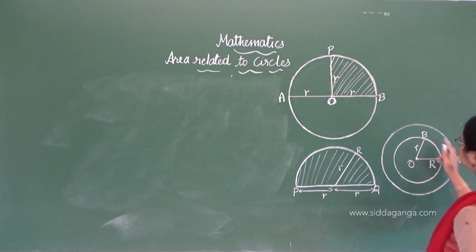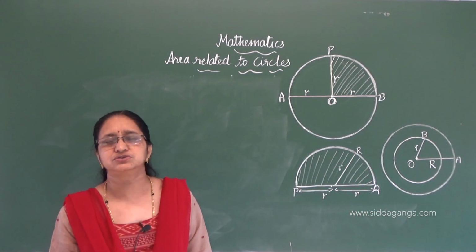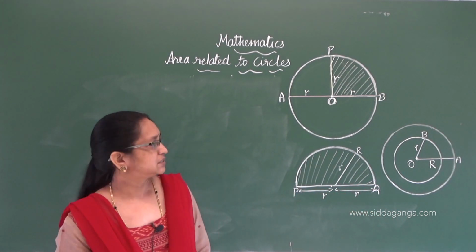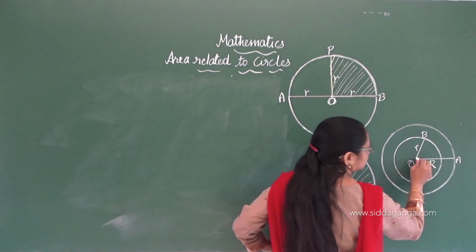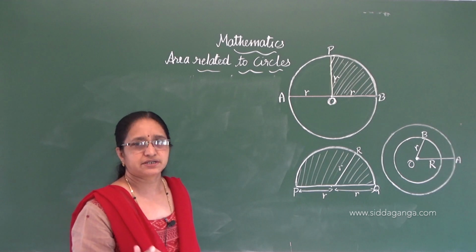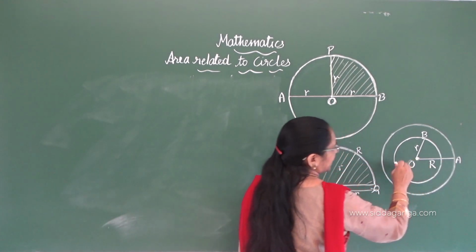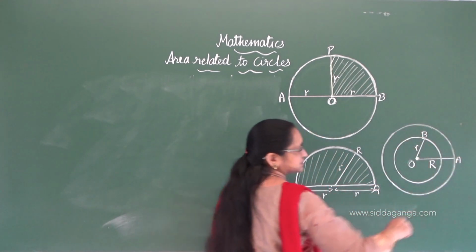See, can you see this? These circles are called concentric circles. Do you know the meaning of concentric circles? Two or more circles drawn using the same center. So this is the same center, O is the center, and I have drawn two circles here.